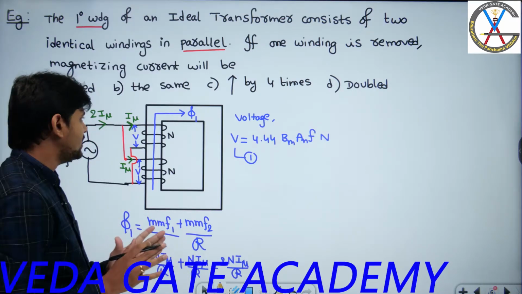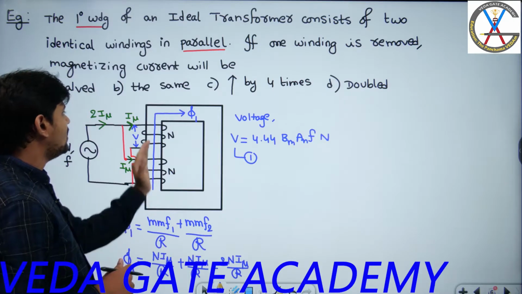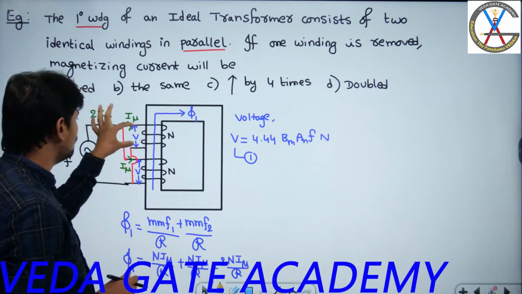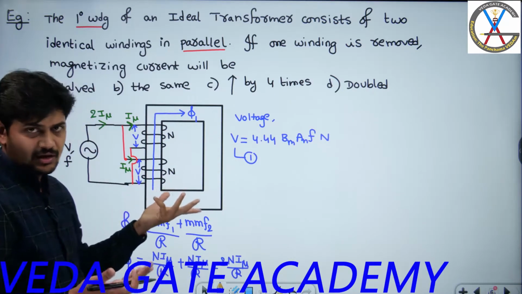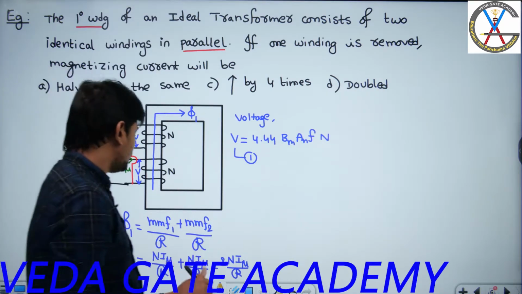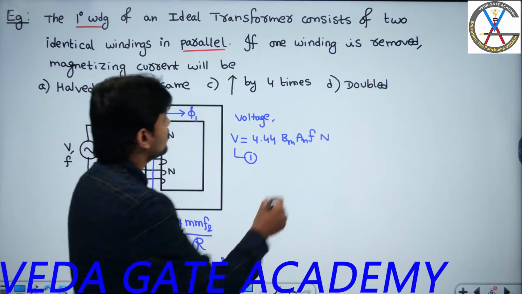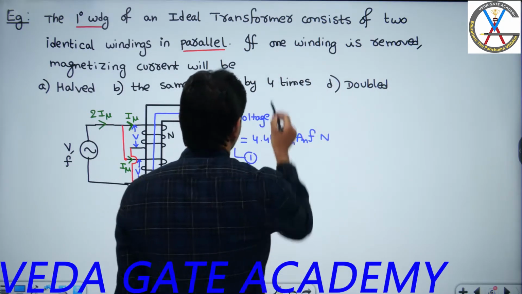So far, I have considered two identical windings connected in parallel, and I got the resultant flux expression 2 into N I mu divided by reluctance, and the voltage across any one coil. If I know the voltage across any one coil, the voltage induced across the other coil is also the same as this expression. Now in the second case, they have removed one winding.